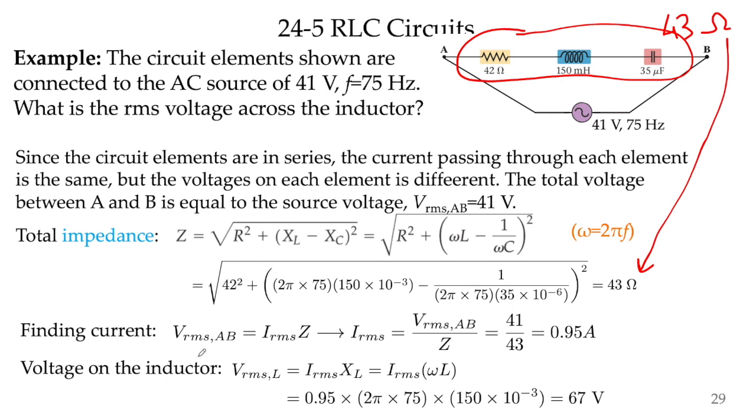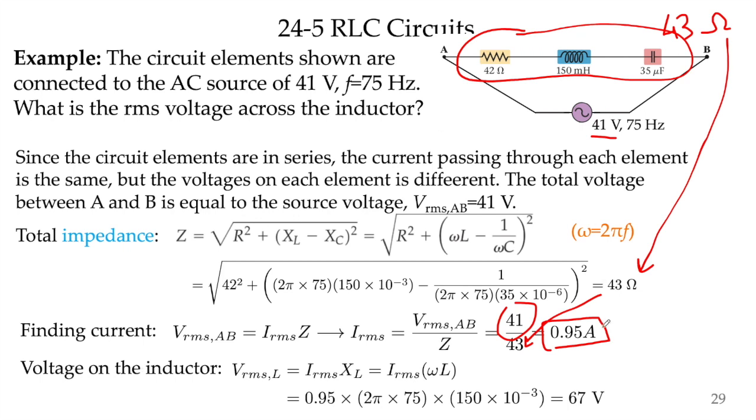Now, let's find the current. The voltage between A and B will be the current in the circuit times the total impedance, or the current will be the voltage divided by the total impedance. The voltage between A and B is going to be 41 because these are parallel, 41, divided by the total impedance of the circuit, which we found, 43. If you do this division, you find the RMS current is 0.95 amperes.